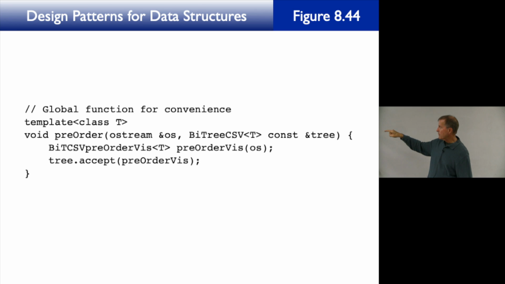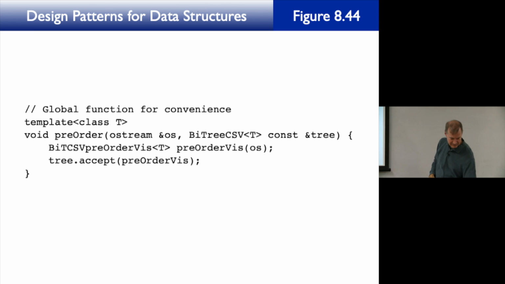And so what does it take as a parameter? An output stream, and then a tree. And so what does it do? Oh, and now look, it's setting up a visitor, and what's it passing as the parameter to the constructor? OS. So you see, that's where the parameters that used to be get set, with the constructor. Okay, so it's BiTCSV preorder visitor OS, and then tree.accept preorder visitor. So now think about it. We have a preorder global function.